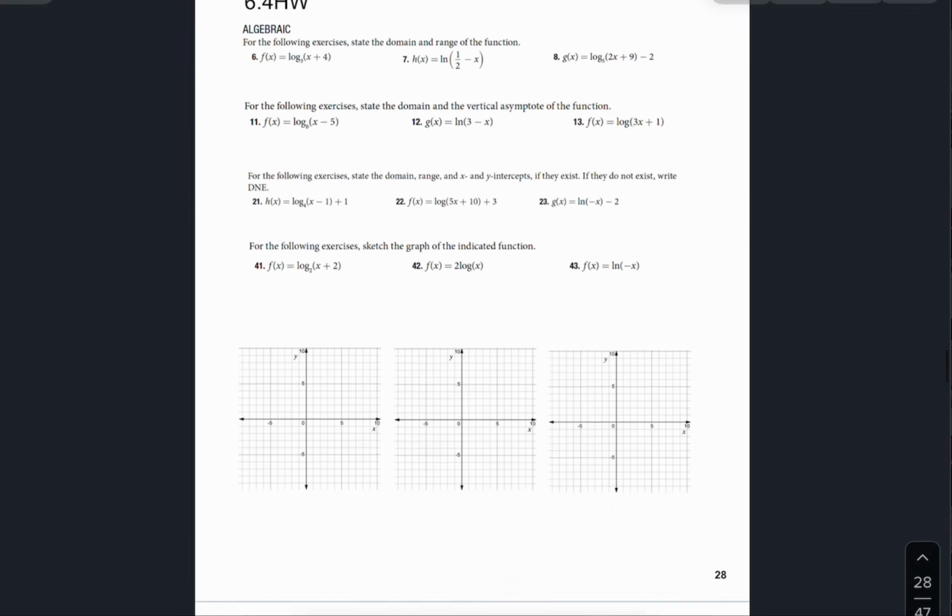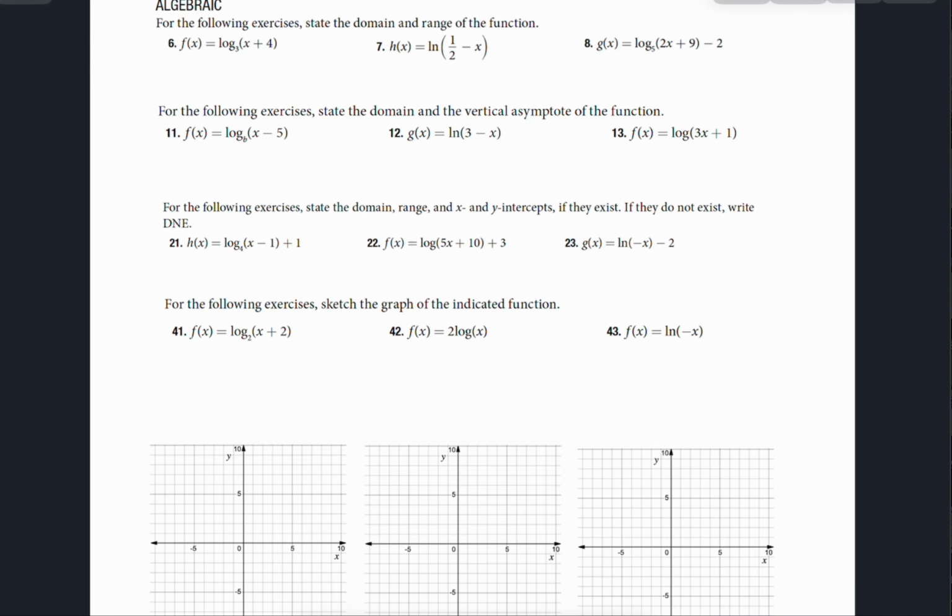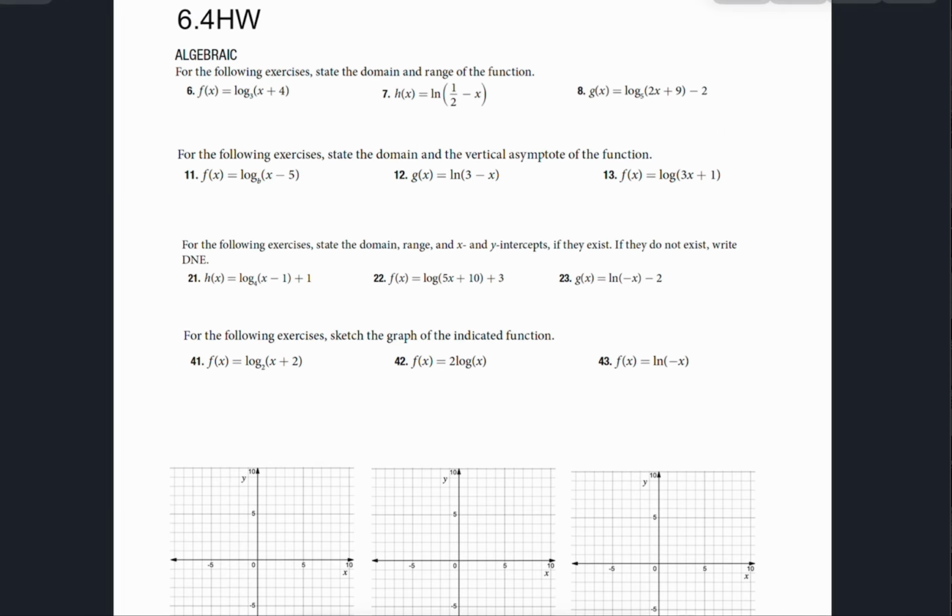And then you have some graphs to do, and a little bit of algebra talking about domain and range. So there you go. There's some log graphing.